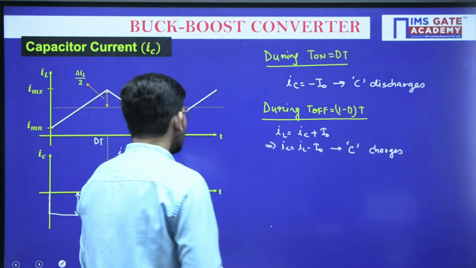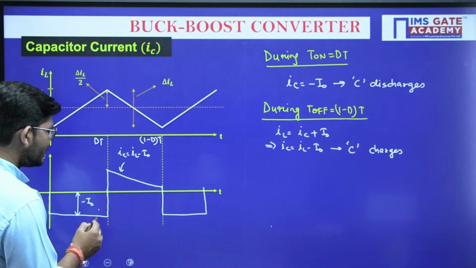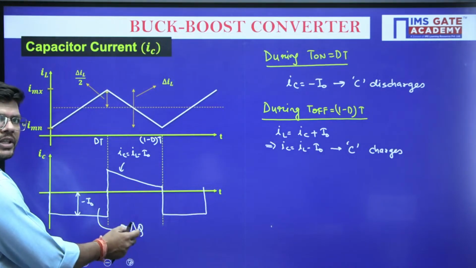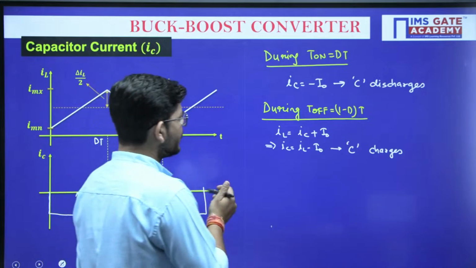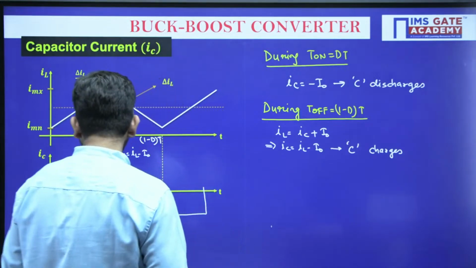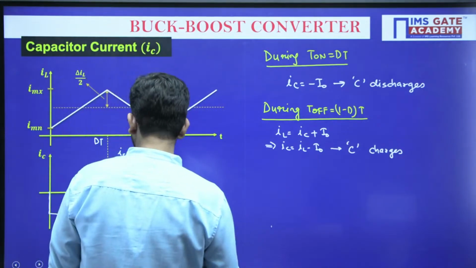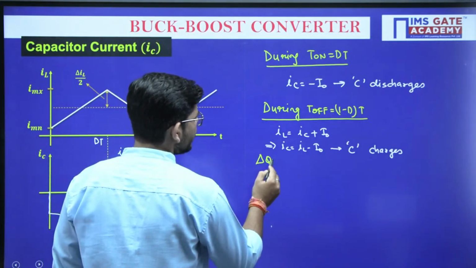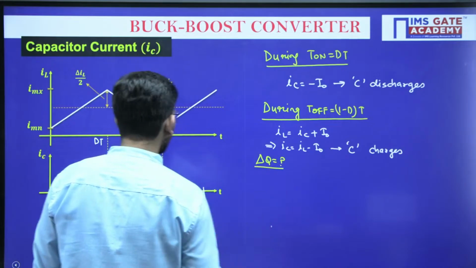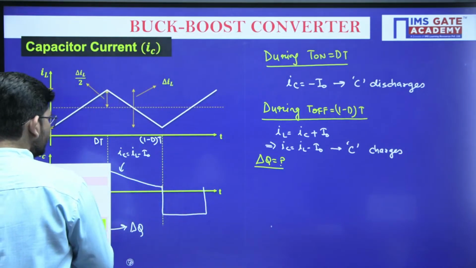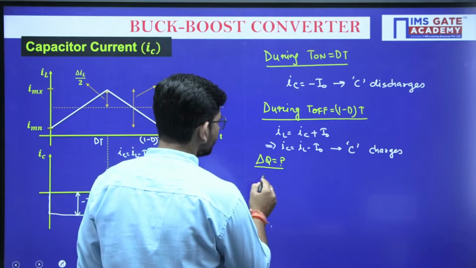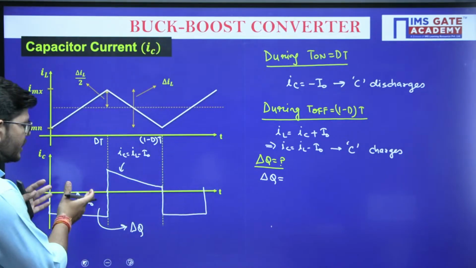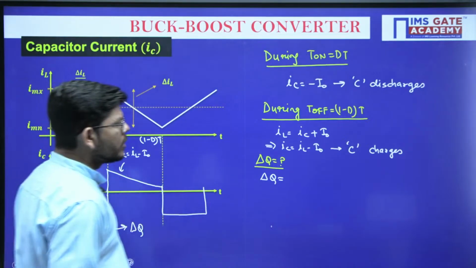During the charging and discharging there will be some trapped charge carriers. So what is the charge stored during that particular time? If we want to calculate del q, what will be its value? To calculate del q, the charge trapped during the on or off period, it is equal to the area.